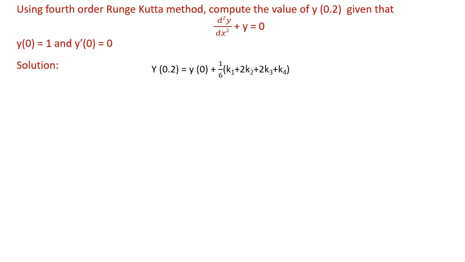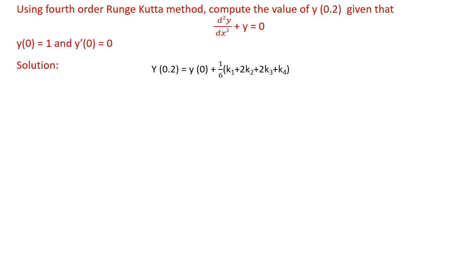We know by Runge-Kutta method, y at a point 0.2 can be found out using the formula y0 plus 1 by 6 into k1 plus 2k2 plus 2k3 plus k4.